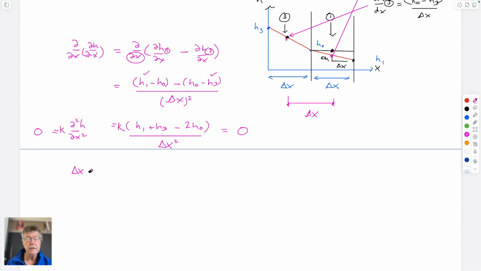So delta x equals constant, and also hydraulic conductivity is constant. And then the final expression is just going to be that h0 is equal to h1 plus h3 over 2.